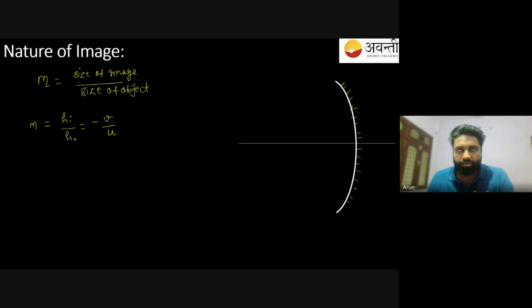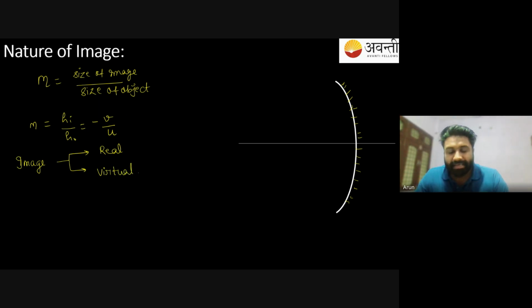There are a few terms that I want to discuss with you. The image can be of two types: real image and virtual image. How are we going to decide whether the image formed is real or virtual? With the help of this magnification. If there is an object over here, this is O, and this is the image formed, this is I.